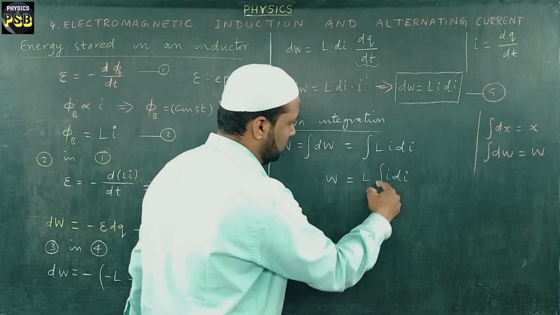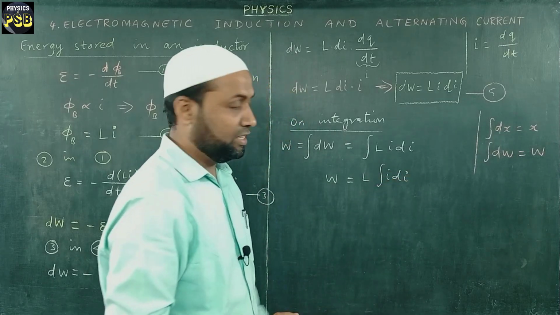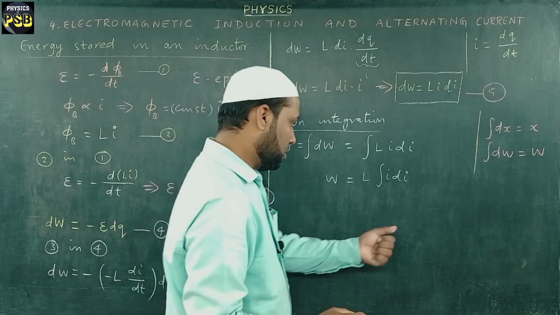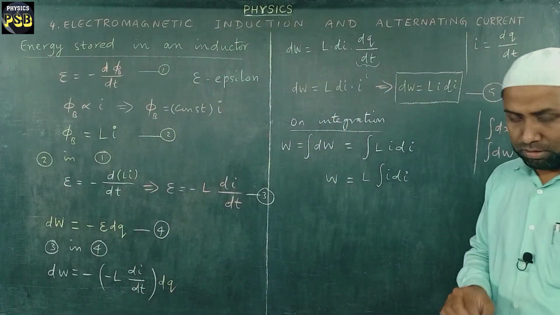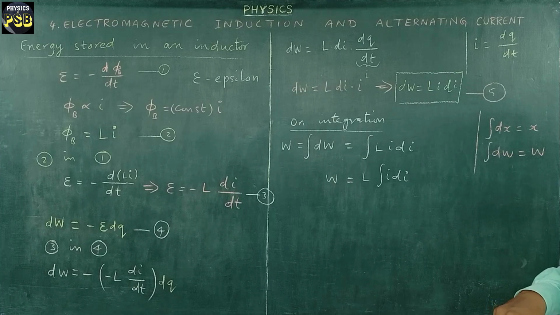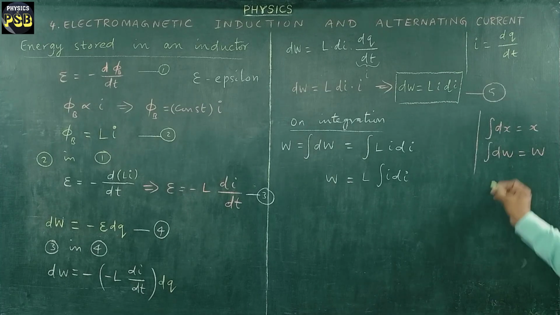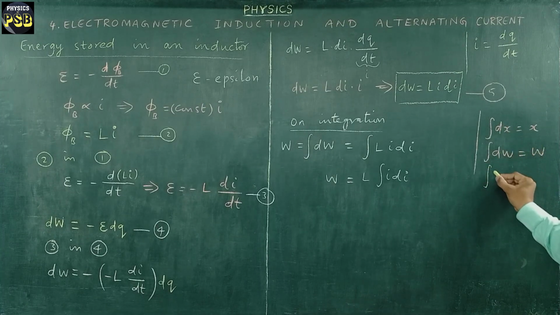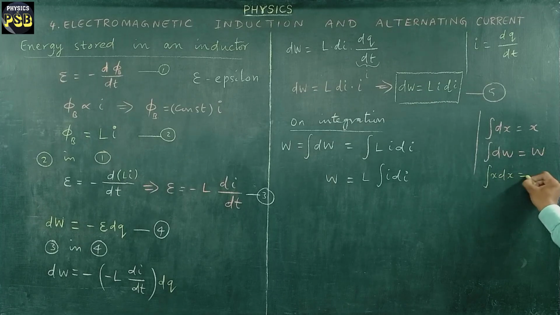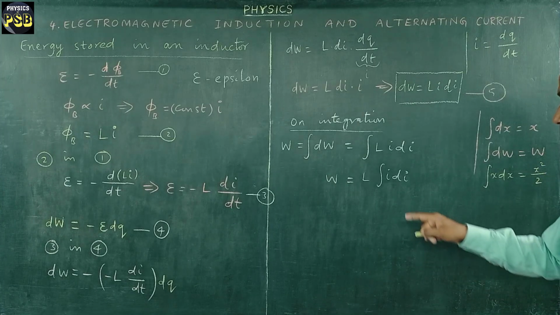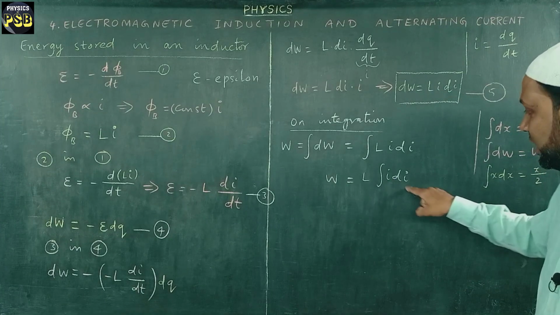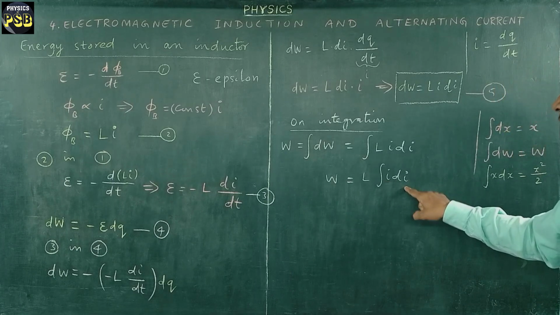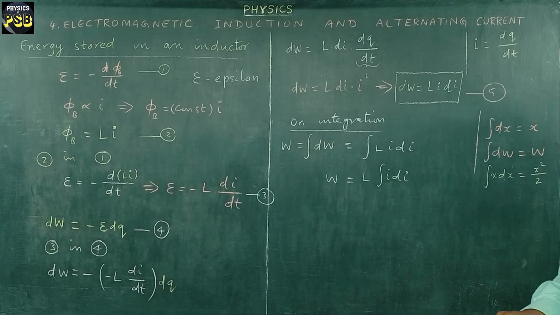What remains here is nothing but this integral of I dI. Now, when I integrate, just remember this. There is one more equation I am going to introduce here. Suppose I have integral of x dx. Then on integration, we get x square divided by 2. In a similar way, here I have integral of I dI. When I integrate this, I will get I square divided by 2.